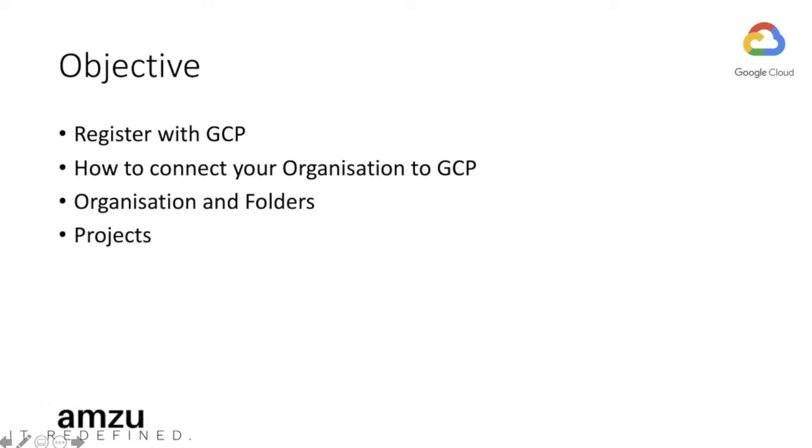So what we're going to see now is how to register with GCP, or Google Cloud, to create a cloud account, and how to connect your organization to GCP if you are an established organization which already has established infrastructure on-premise or in another cloud. We'll see how we'll be doing that. Next is about the organization, folders and structures, and projects, and how they are structured in Google Cloud.